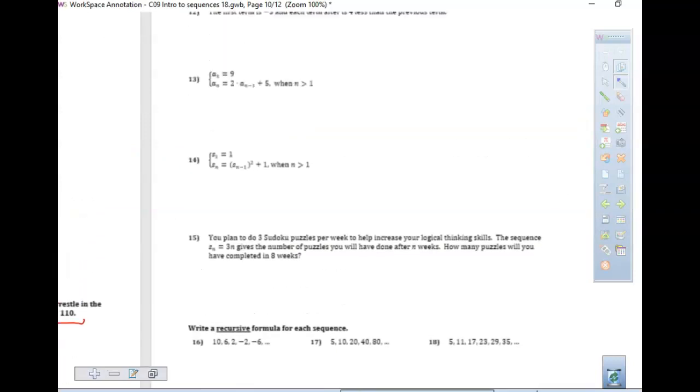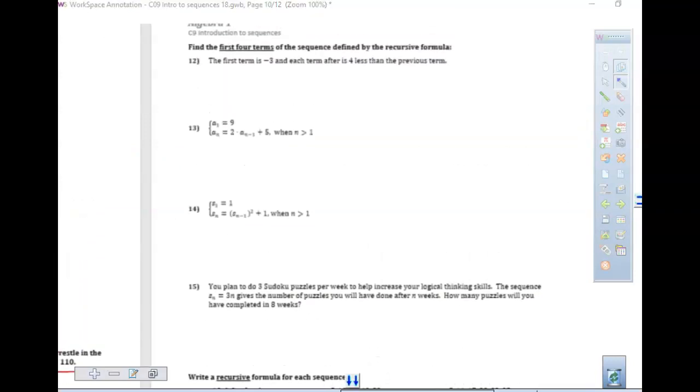As you take a look at that next page, you are asked to find the first terms. You are asked using that different type of formula that we're looking at. We're looking at recursive formulas. Here, you're looking at these. Use your answers and check as you're doing these.